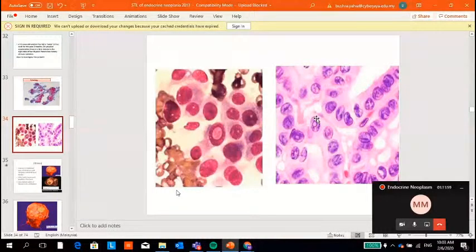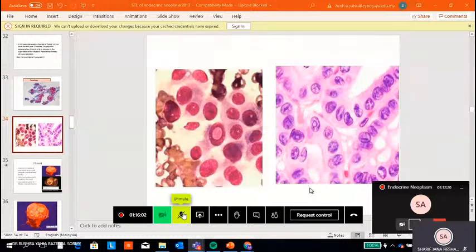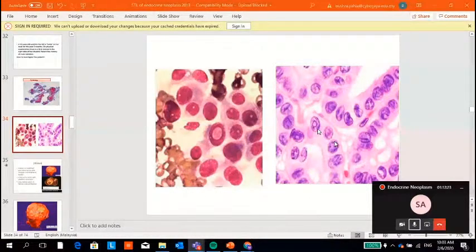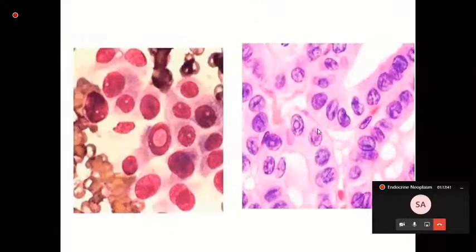In this case, what are we going to do? Doctor, you're muted. In this case, what are we going to do? If we report papillary carcinoma, what is the management of the patient in this case? Surgery. We have to do the total thyroidectomy. Okay.